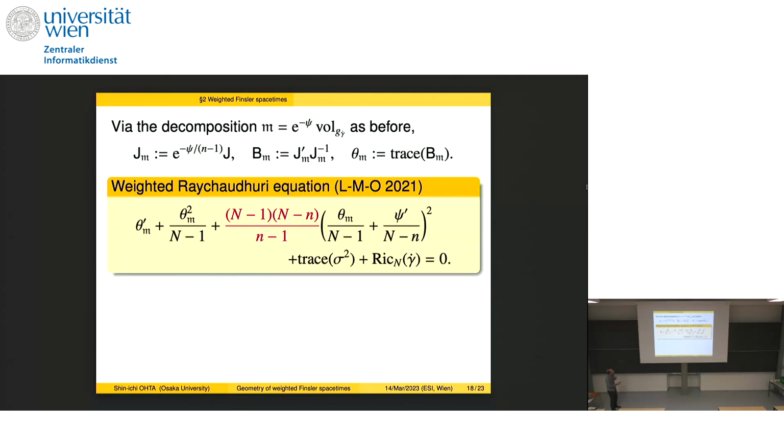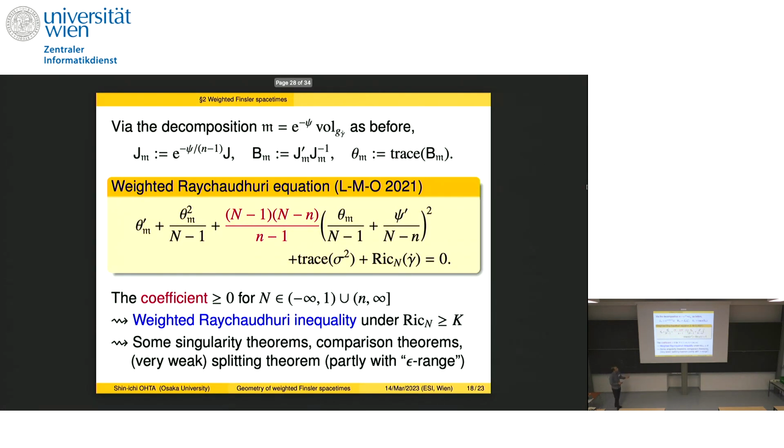And then the point is when this coefficient is non-negative. By using this (N minus 1) times (N minus n), you see that this coefficient is non-negative in our range. And actually, we can extend a bit to 1. So in this range, we consider this coefficient non-negative, and this is good enough to show the associated weighted Ricci inequality and Ricci curvature bound.